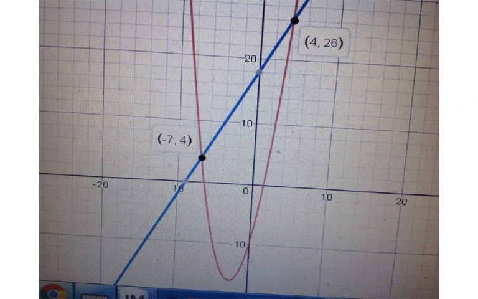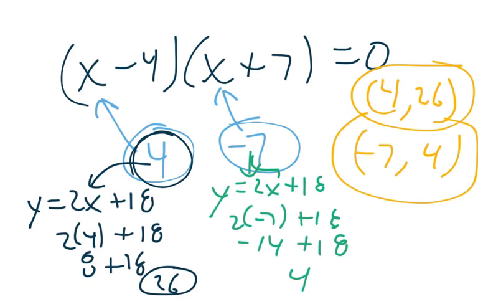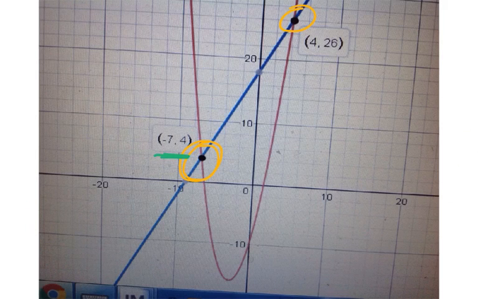Now again, check it out. I went ahead and graphed it. As you can see in red, guys, which is now yellow, is my quadratic. Everyone notice the blue line, which is again now yellow temporarily. That's my linear equation. And notice, did they not cross down here at negative 7, 4, and up here to the right at 4, 26? And that is exactly what I got here, negative 7, 4, right? And that's what I got there, 4, 26, right there.